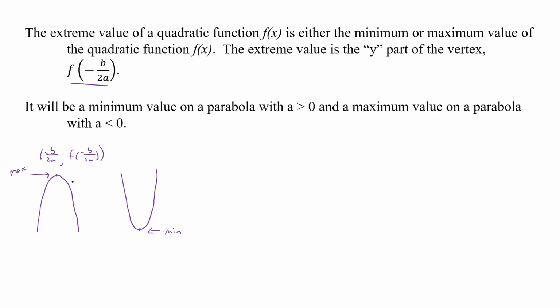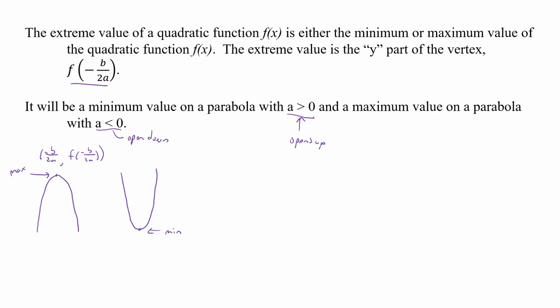And we can tell if it's going to be a max or a min by looking at the a values. It's going to be a minimum value on a parabola with a greater than 0, because remember, this one opens up. If it opens up, that's going to be a minimum. And with this one, it opens down. When it opens down, that's a max value. Okay, so those a values are going to be the key things to clue us in on whether we have a minimum or a maximum. We're also going to have to find f of minus b over 2a to determine what the extreme value is.